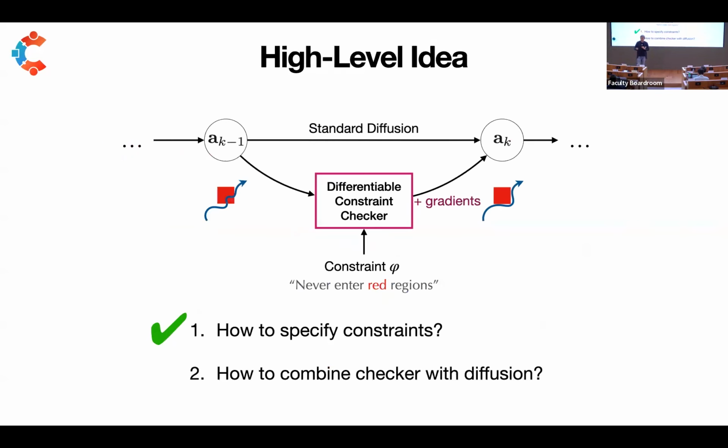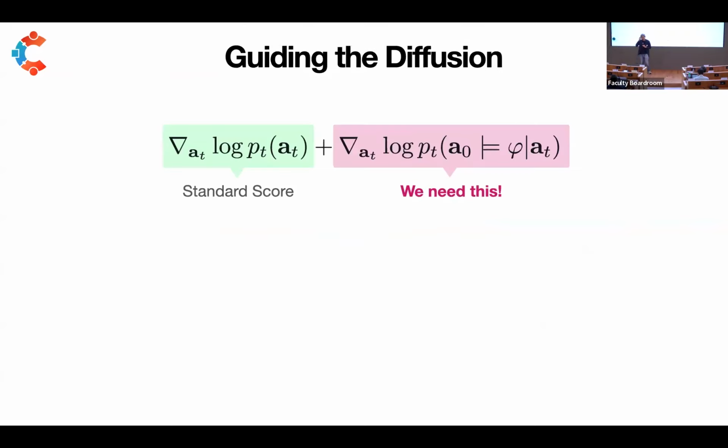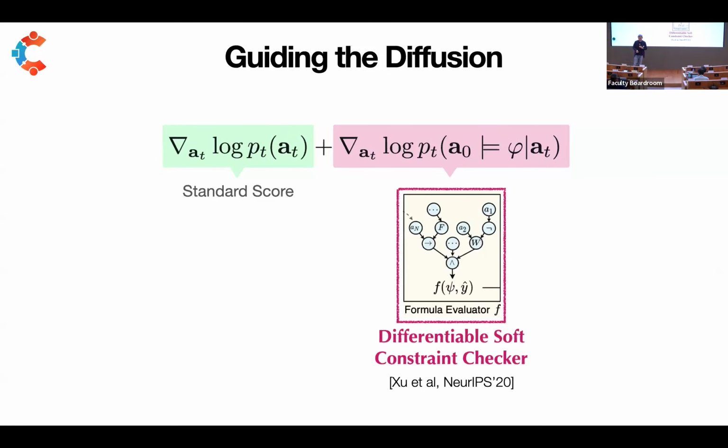So I'm done: I know how to specify my constraints and how to check them because I have a small checker. How do I combine this checker with diffusion? If you know classifier guidance, you know this particular form. You can decompose this diffusion process into two parts. The first part, on the left, is your standard score, which I talked about earlier. On the right-hand side is the classifier guidance, the gradients from your checker, essentially, and we need that. So we used a differentiable soft constraint checker, which came out in NeurIPS a couple of years before our work.